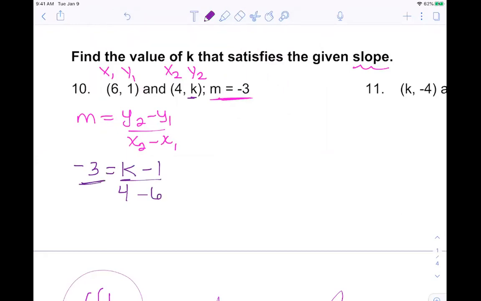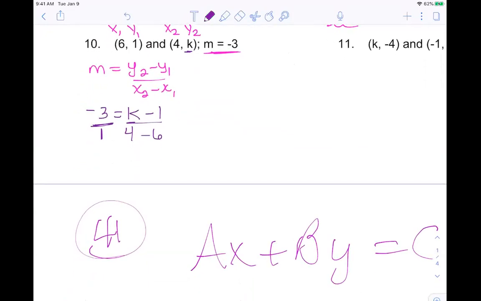Now I'm going to place this negative 3. I'm going to make it a fraction as well, just so that I'm looking at a fraction equal to a fraction. So we can do a little simplifying here. We have negative 3 over 1 equals k minus 1. And if I combine the denominator, 4 minus 6 is negative 2. How would you solve for k? That's what we need. We need to get k by itself. We're trying to find the k value. This is now an equation. How would you solve this equation?